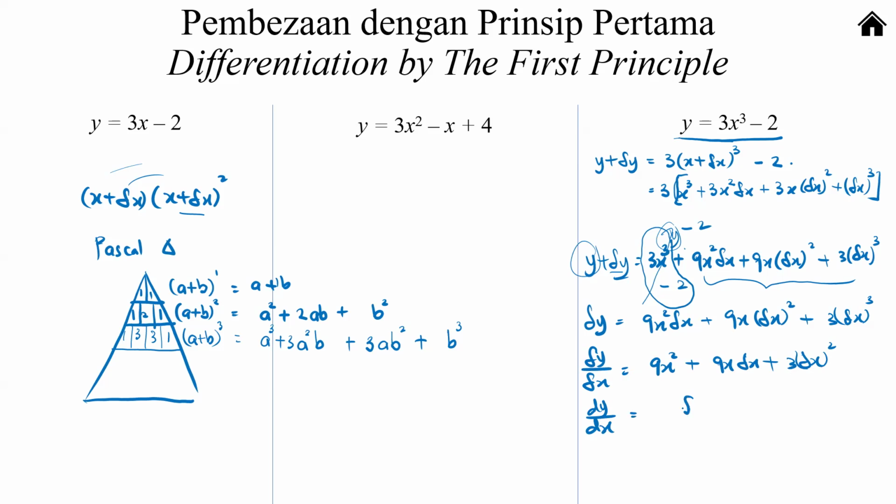So now I want to find dy dx. It is my delta y by delta x as delta x approaches 0. So equals 9x squared plus 9x times 0. Show your substitution. Plus 3 times 0 squared. So the answer left is 9x squared only. Okay?